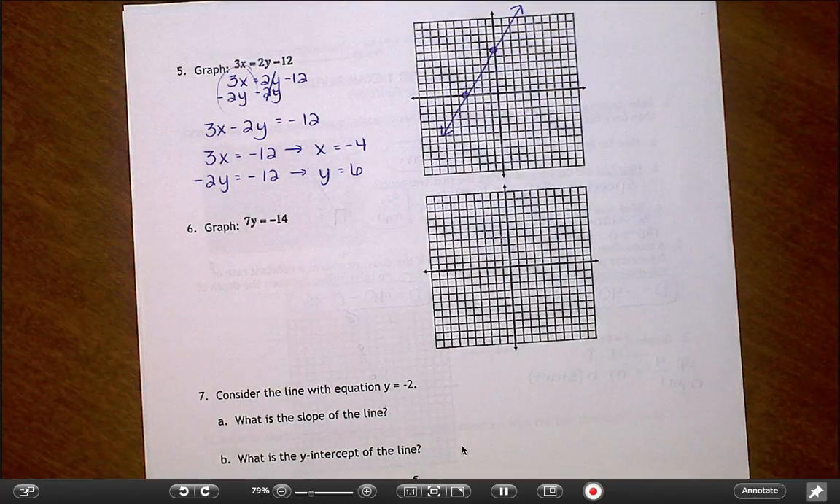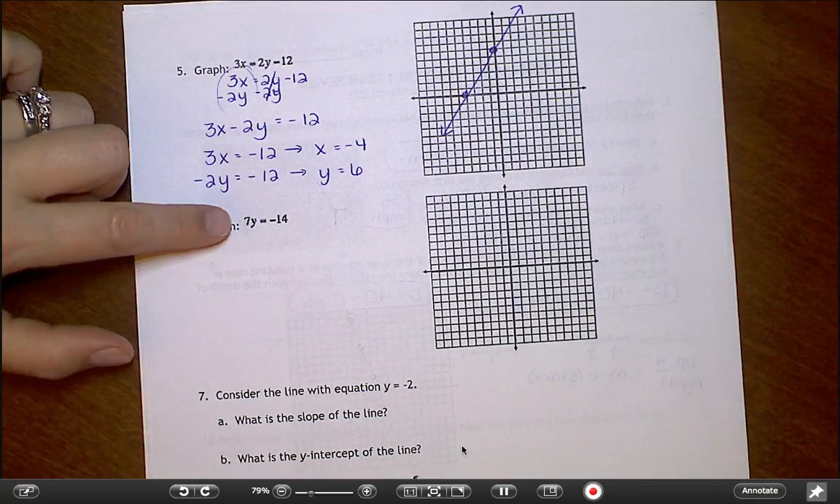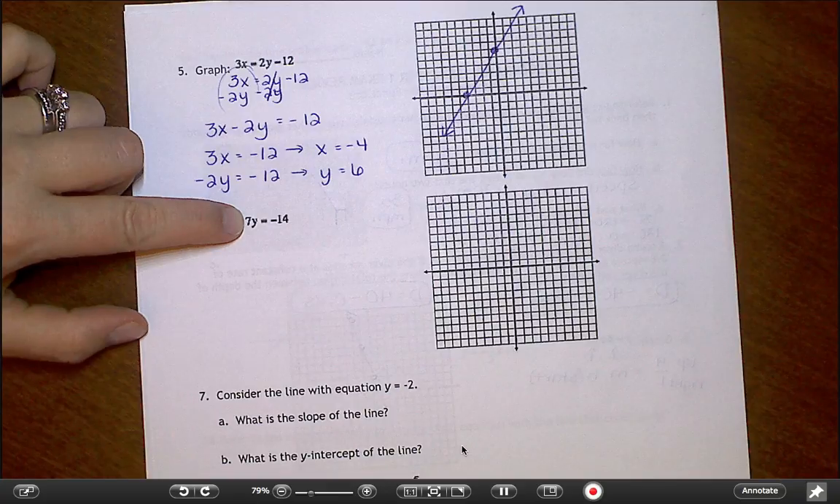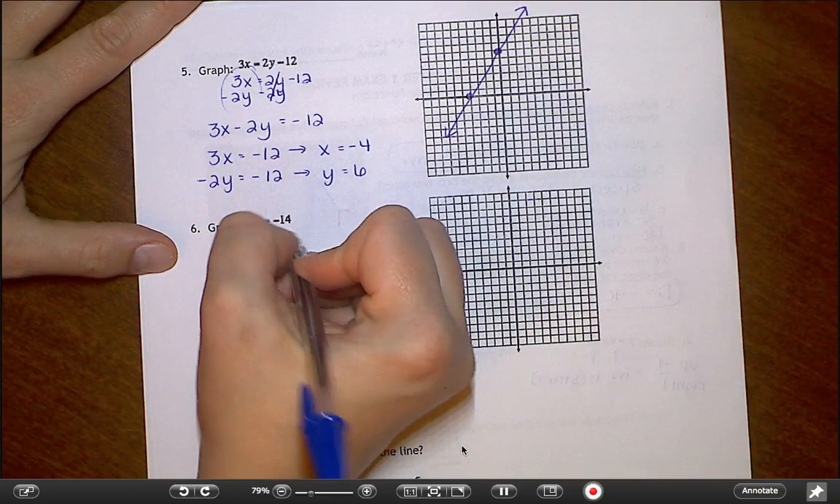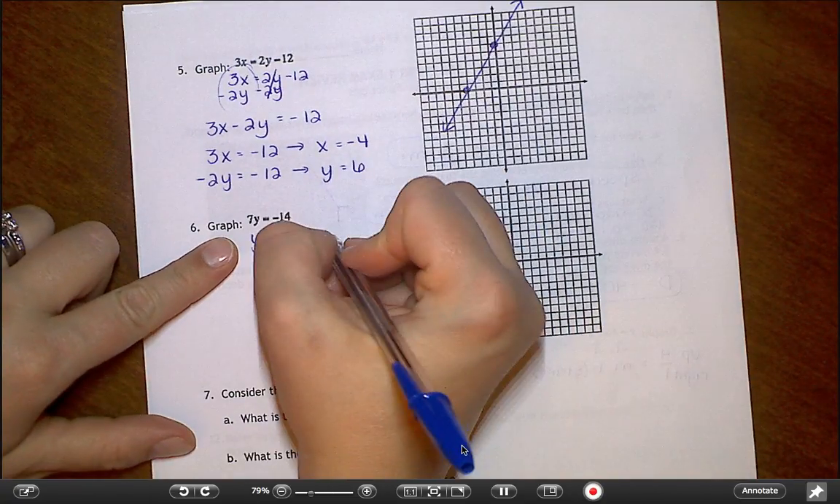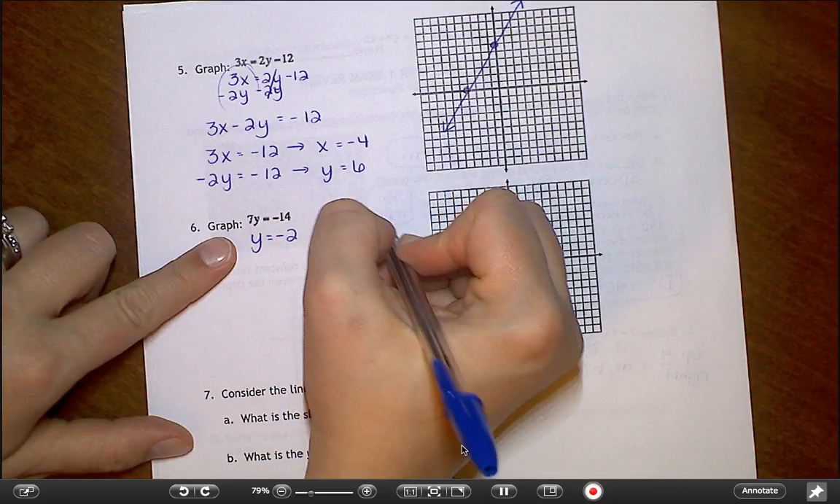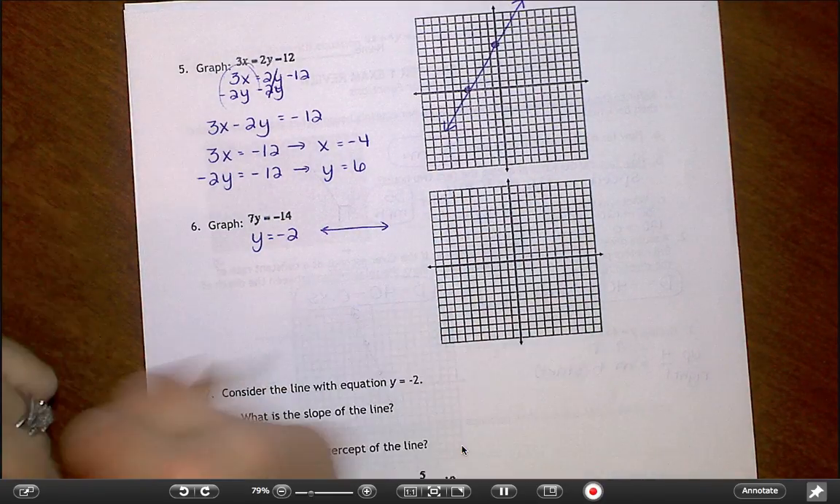Okay, number 6. I'm going to do a similar thing to what I did here. You'll notice that you only have a y here, so if you solve that for y, you get y equals negative 2. Anytime you only have a y, that's going to give you a horizontal line. And I know that comes up later in this packet, but if you don't know that, you're really going to want to make sure you study that.